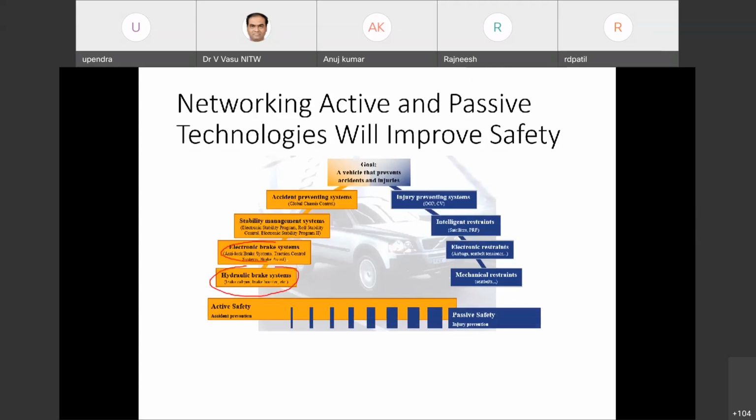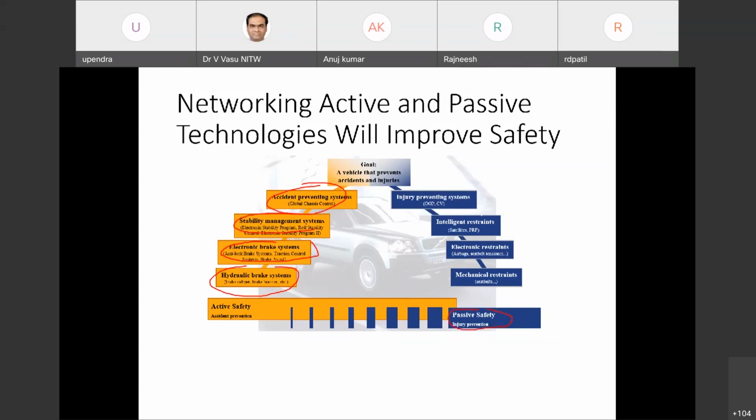So the electric braking system, the stability management system, and the accident prevention system all come under active safety. Active safety is mainly used when the vehicle is running, to prevent the accident. If the accident cannot be prevented, then we also need safety to be there. That is where passive safety comes in.